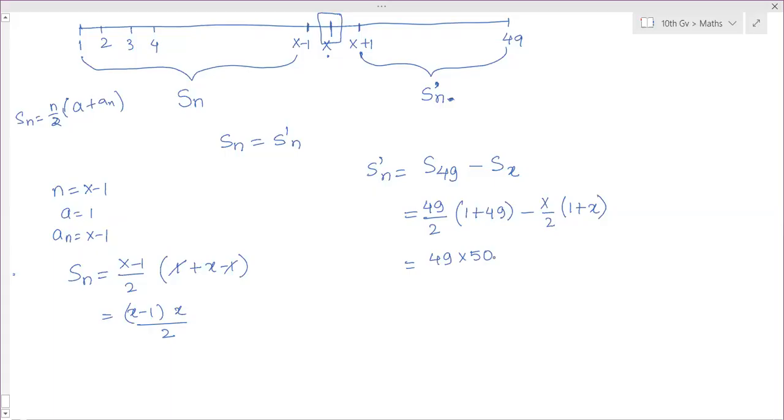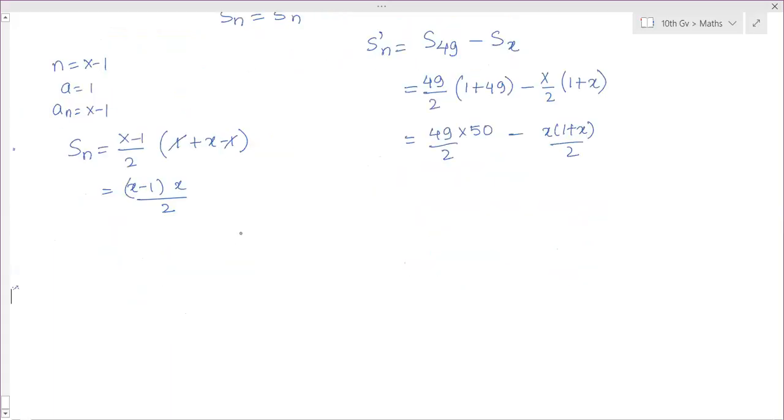So here 49 into 50 by 2, don't divide anything right now. And here x into 1 plus x by 2. Leave that part, no need to divide or do any simplification. Now we have Sn equal to S dash n. Equate now: x into x minus 1 by 2 is equal to 49 into 50 by 2 minus x into 1 plus x, or x plus 1, whatever it is, by 2.